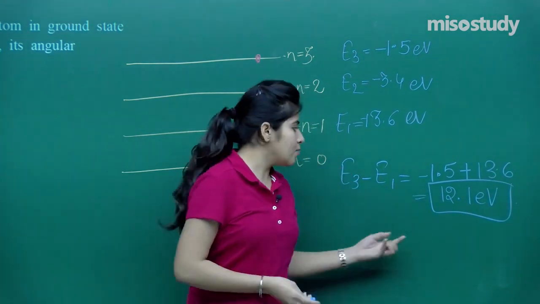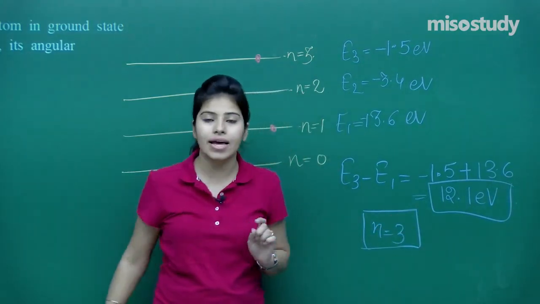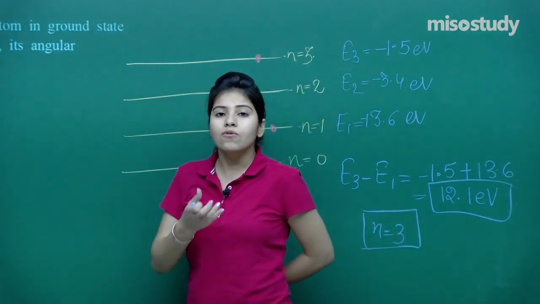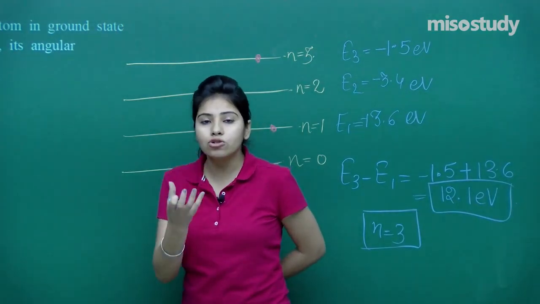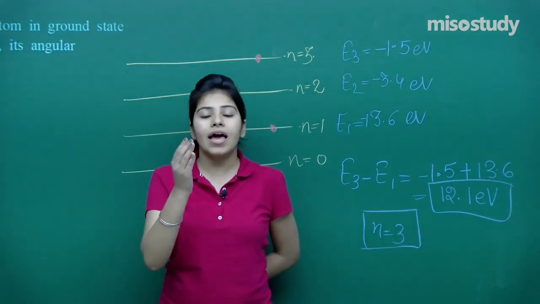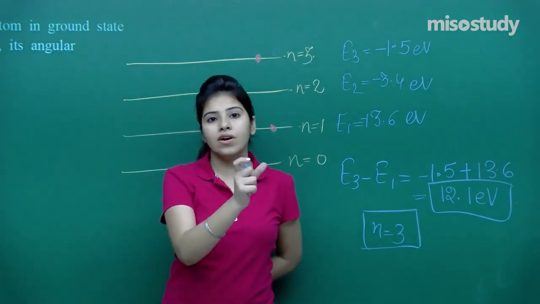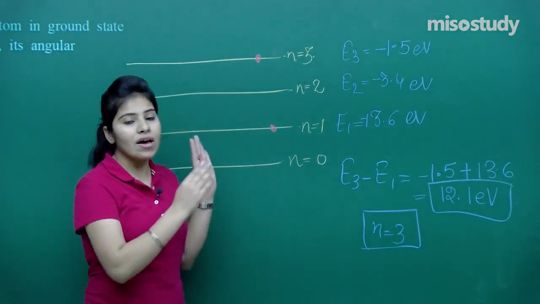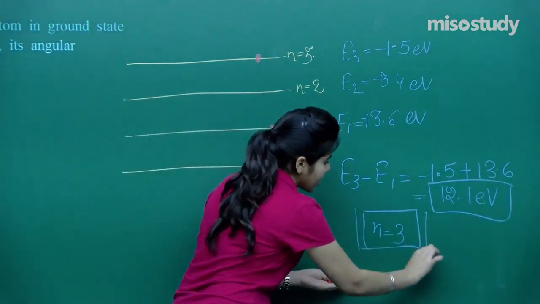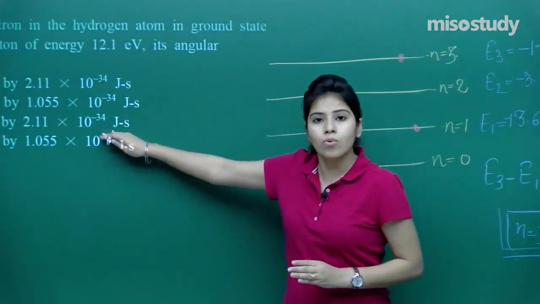That means your electron has reached the level of n equals 3. Why did we need this n? What was the need of finding it? Because to find the angular momentum we need the electron shell, since the formula of angular momentum is nh upon 2 pi. To find nh upon 2 pi we need the value of n, and we have found it right here. So now we will find the angular momentum.